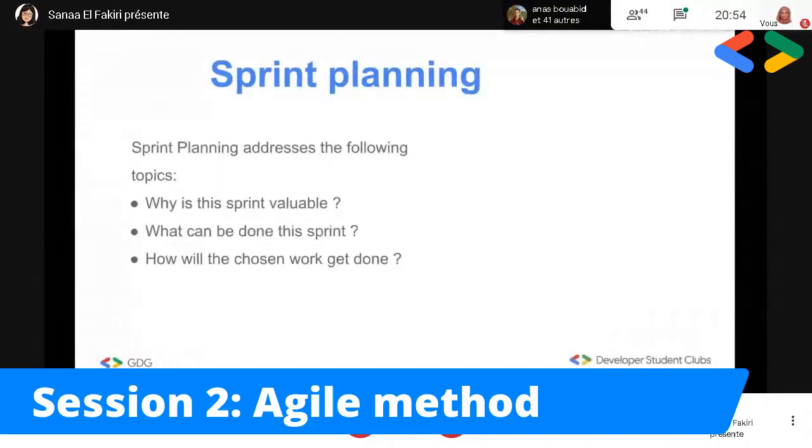So in the sprint planning, there are 3 topics that should be addressed. First is, why is this sprint valuable? Next, what can be done in this sprint? And finally, the third topic is, how will the chosen work get done? Those are the 3 points that are most of all discussed in the sprint plan.